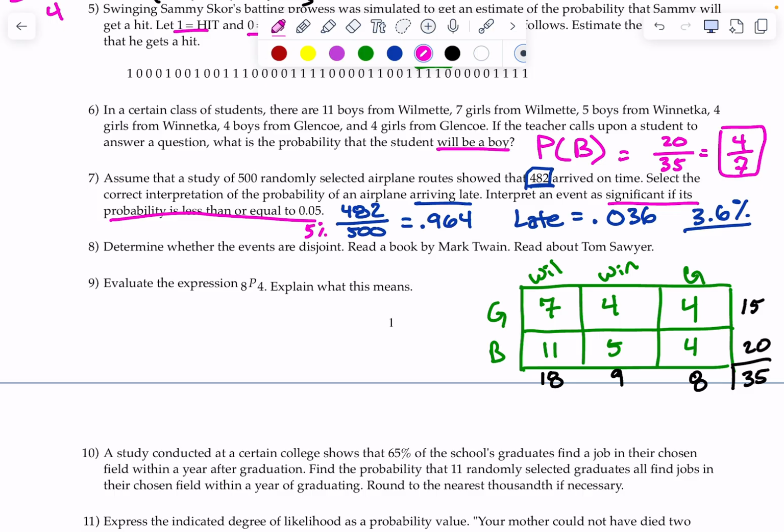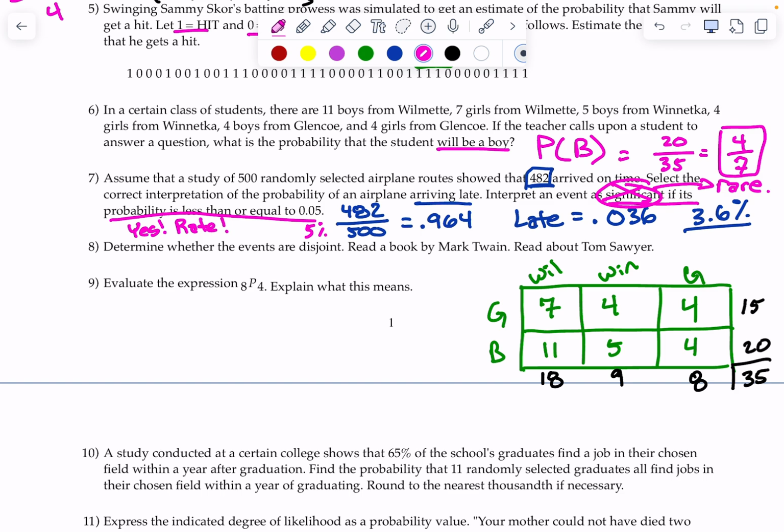Is it rare? Is it significant? Yes, it's significant. They have such a low rate of late planes arriving that if I am on a plane and it is late, I would be like, holy crap, I really had bad luck today, because I was on one of the very few that were late. Does that make sense? So when you see that word significant, sometimes I replace the word significant with rare. Is it rare to happen, right? It's rare if it happens less than 5% of the time. So significant, rare, yes, it is.